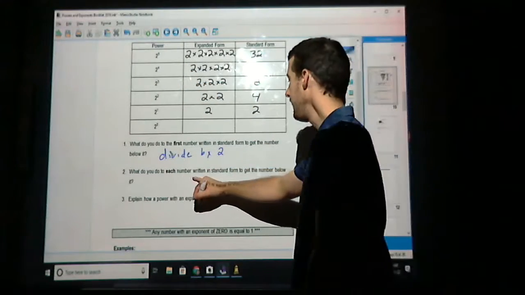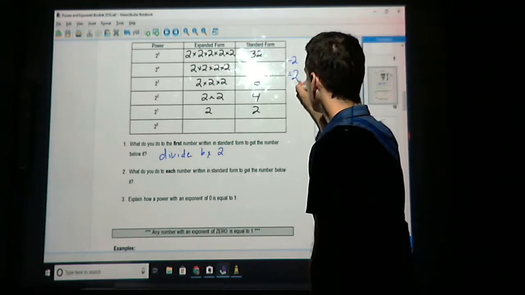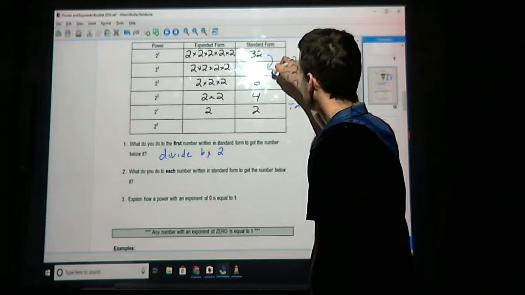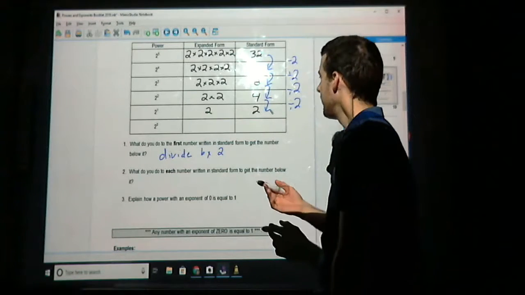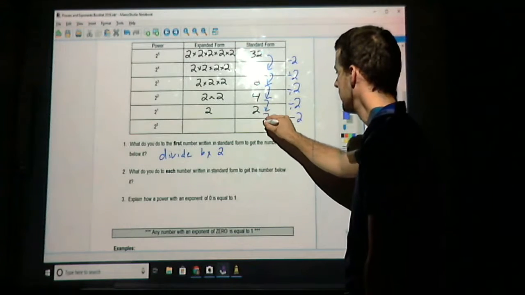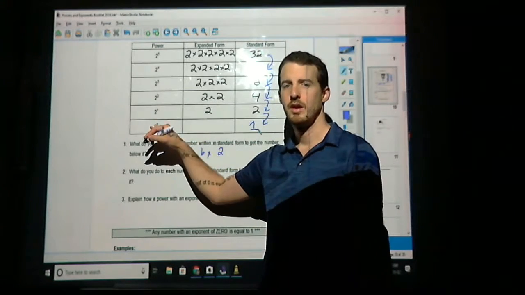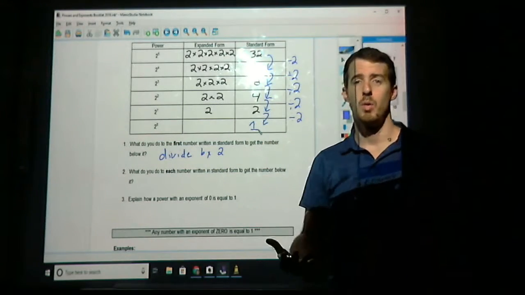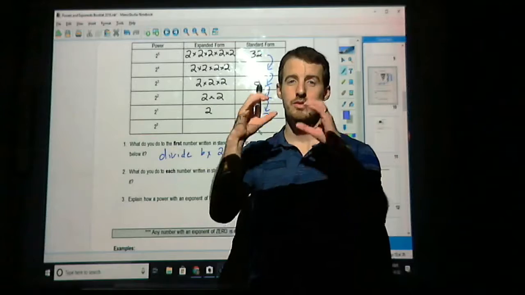All right, so what do you do to each number written in the standard form to get to the number below it? Well, 16 divided by 2, 8 divided by 2, 4 divided by 2. Each will equal the number below. So if all we do is divide by 2, when we get here, 2 divided by 2 is equal to 1. So anytime we have a number and a power of 0, or an exponent of 0, the answer will be 1. Awesome. That's an easy rule to remember. So the power of 0 equals 1.